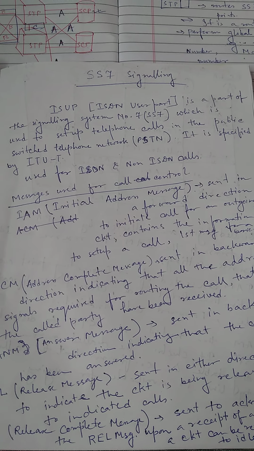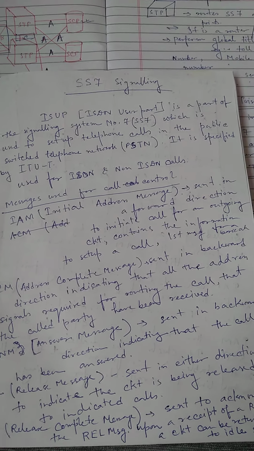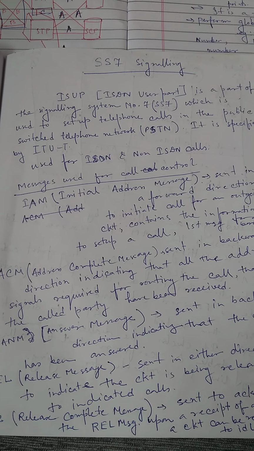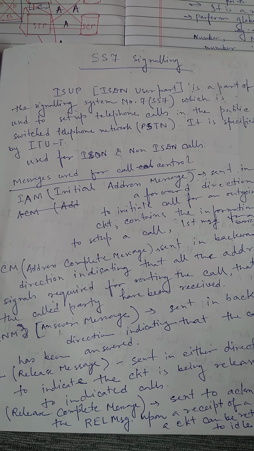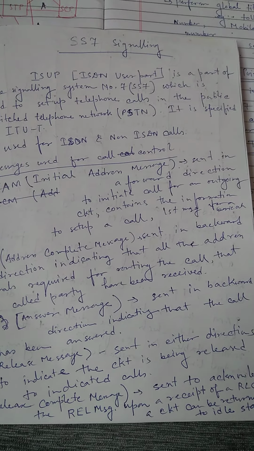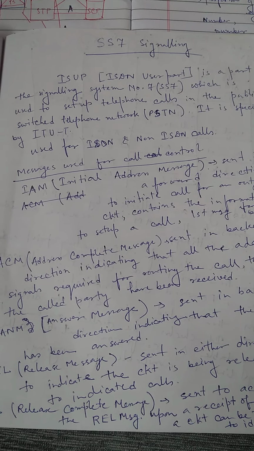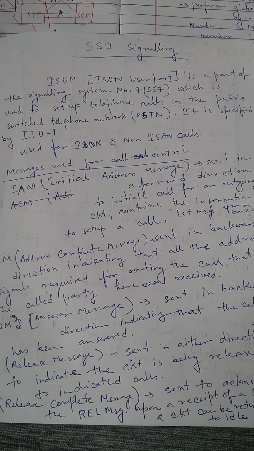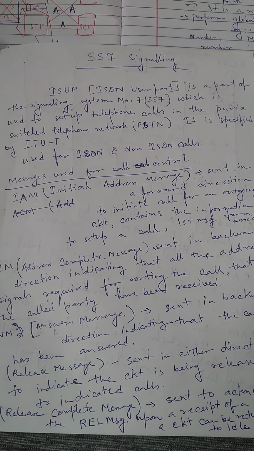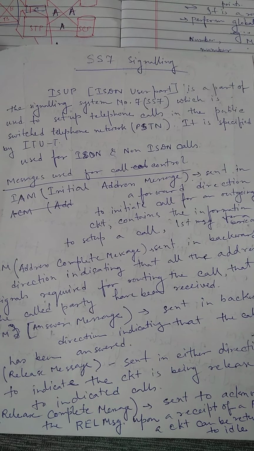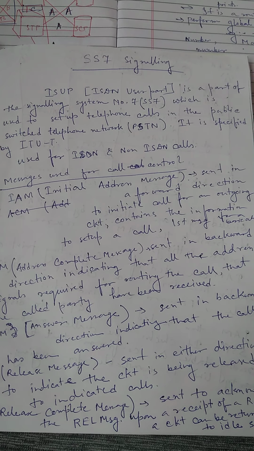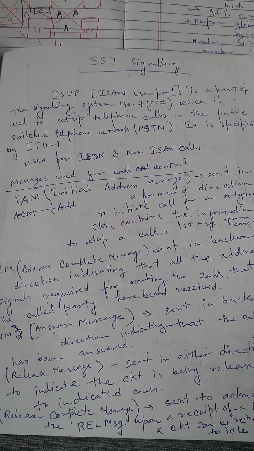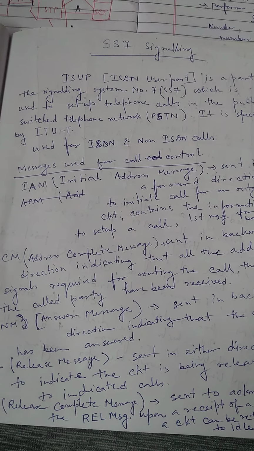ISUP is nothing but the ISDN user part. That is how the call can be set up in an ISDN network. So I would like to share that knowledge first, then I will explain this SS7 signaling. Now ISUP is a part of the signaling system number 7, which is used to set up telephone calls in the public switched telephone network. It is specified by ITU-T, used for ISDN and non-ISDN calls.